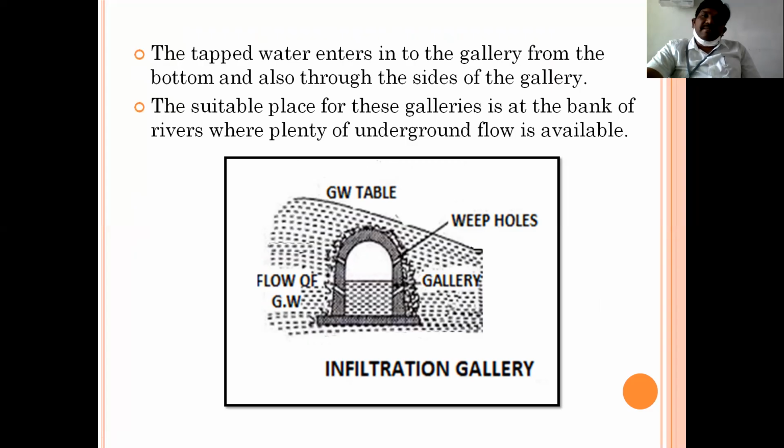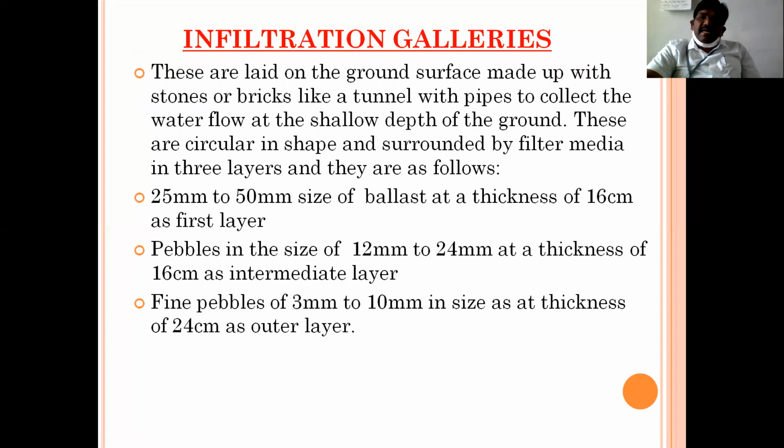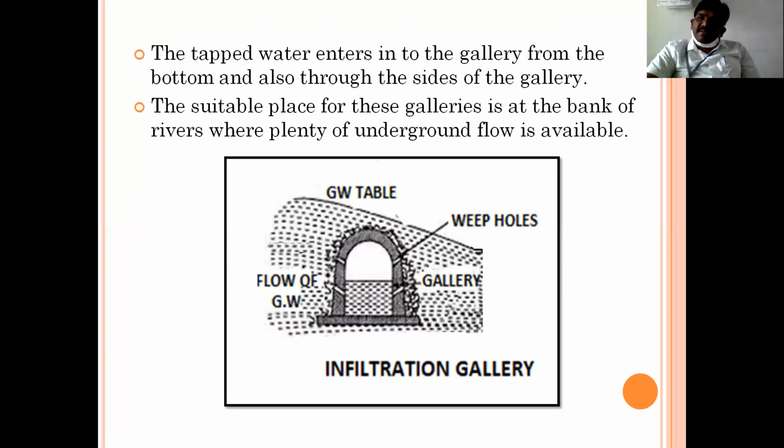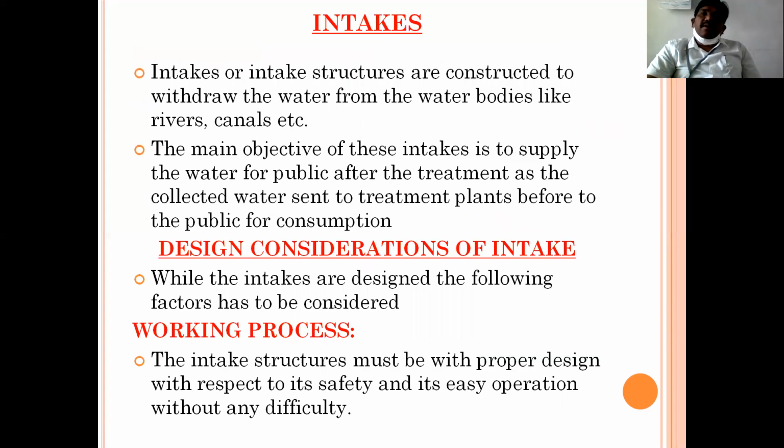Here, in the groundwater sources, we have seen the first one springs, the second one wells, the third one infiltration galleries. These three come under groundwater sources, whereas as part of surface water, we have seen lakes, rivers, reservoirs and all. That means for groundwater we have seen three subtopics, and for surface water we have seen three subtopics. Now we are entering into the next topic, intakes.